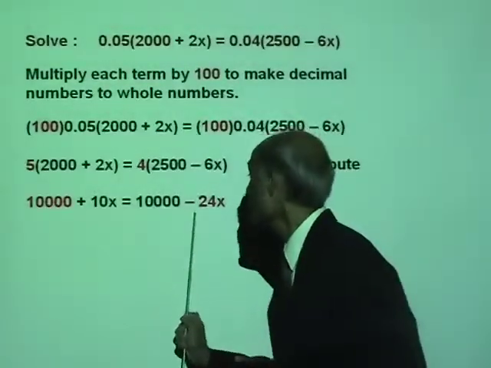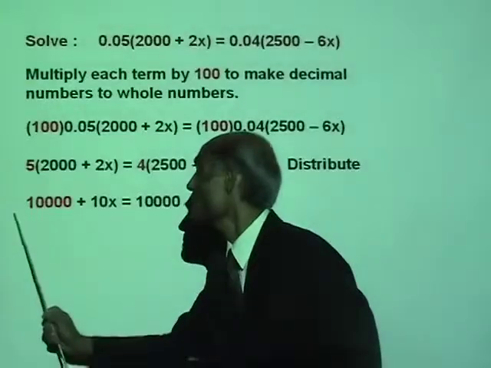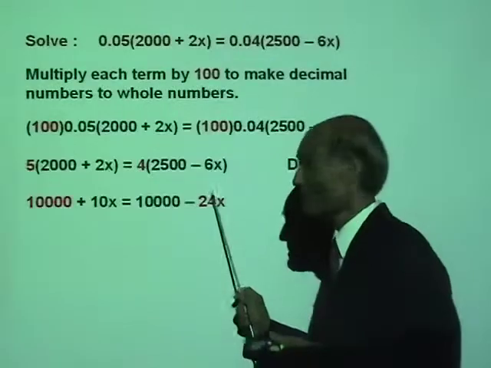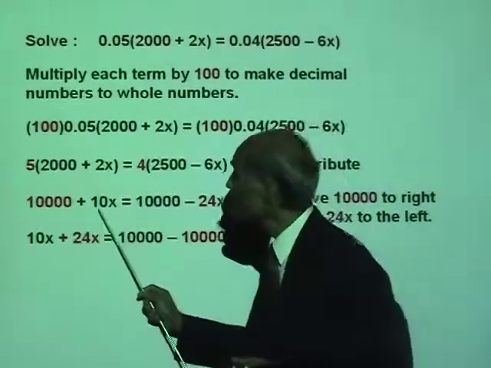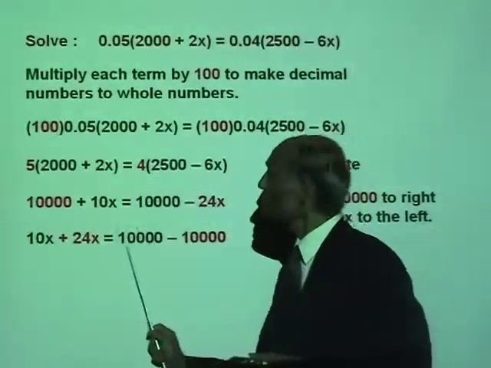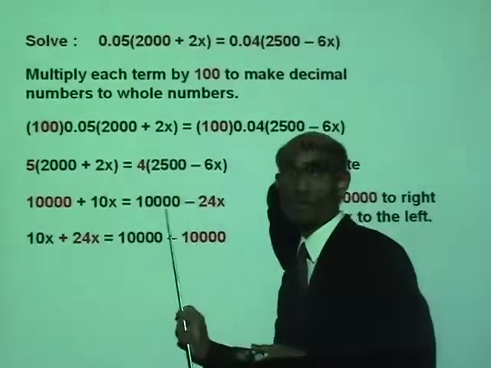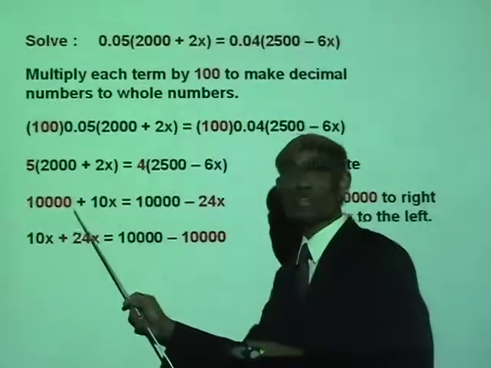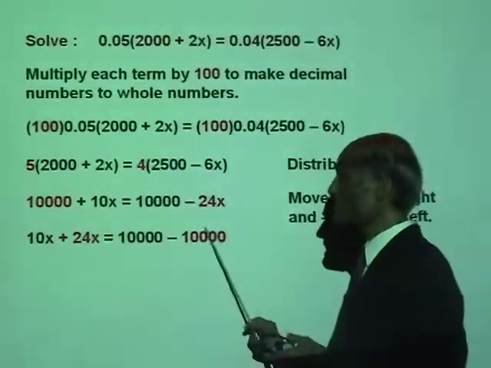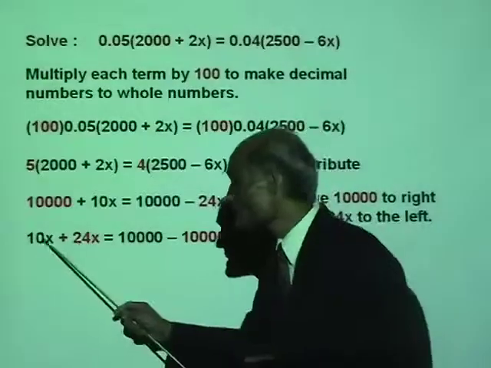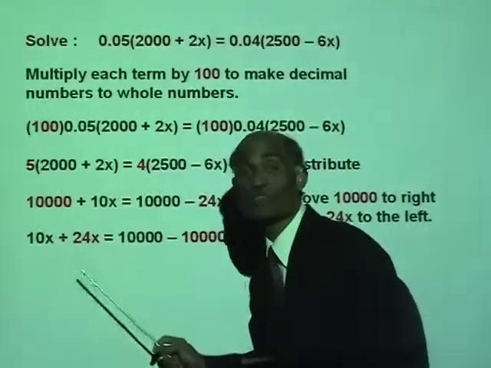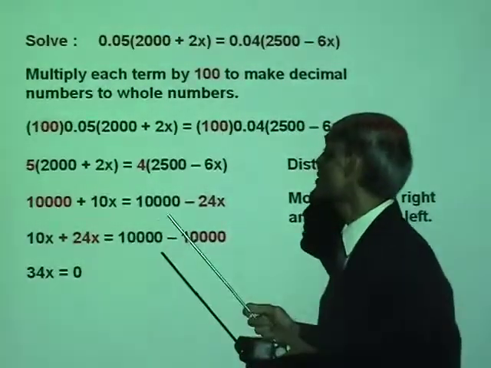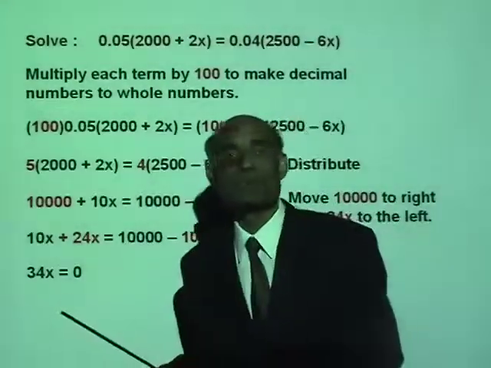Alright? Move the negative 24x to the left and move the 10,000 from the left to the right. What does that become? 10x plus 24x. The minus 24x becomes plus 24x on the left. And this 10,000 coming to the right becomes minus 10,000. 10x plus 24x is 34x. 10,000 minus 10,000 is 0.